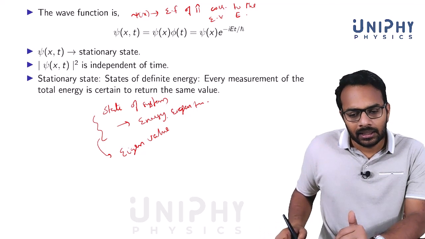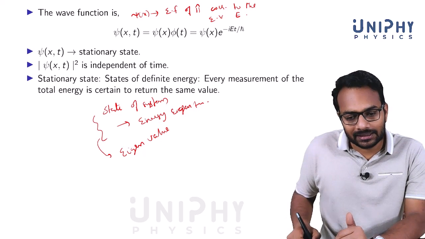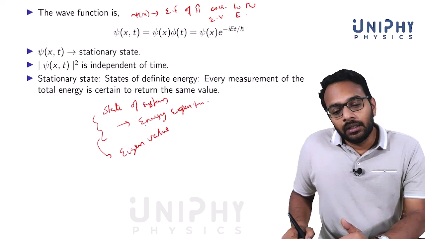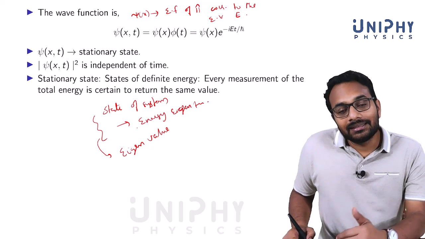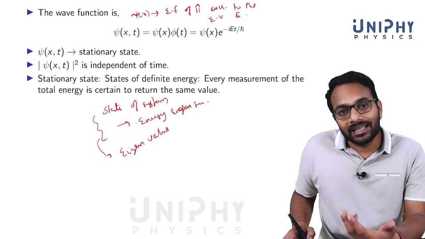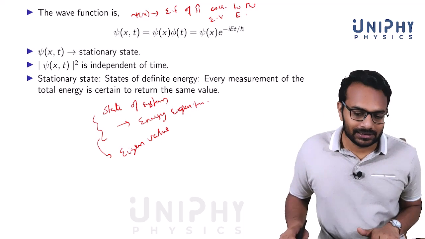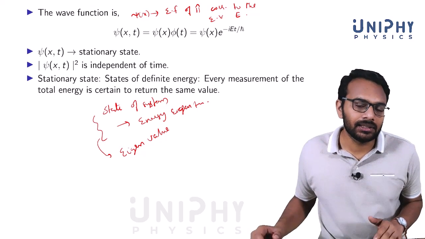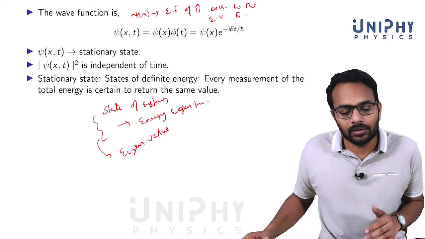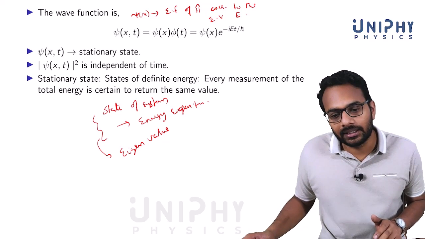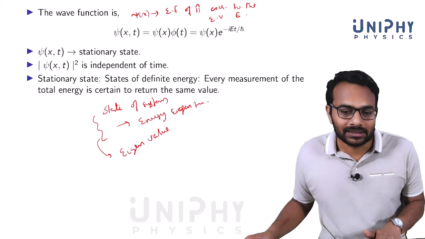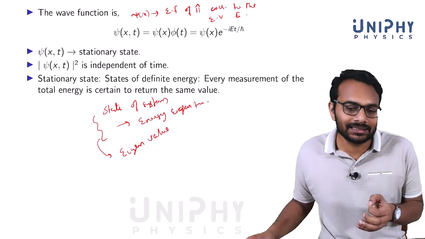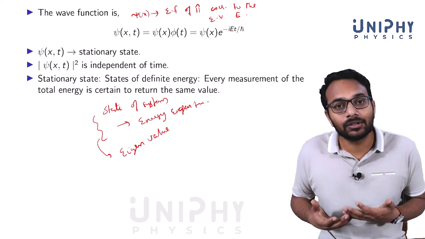And if it's in an energy eigenfunction, when you make an energy measurement, the state does not change. So anytime you make the measurement, you will always get the same value of energy with the same probability, which is equal to 1. So the stationary states are also called states of definite energy.